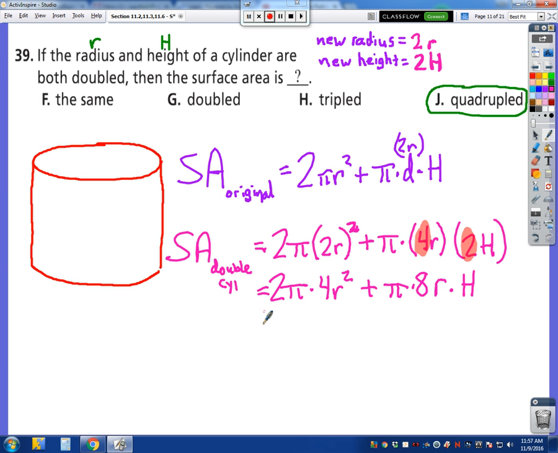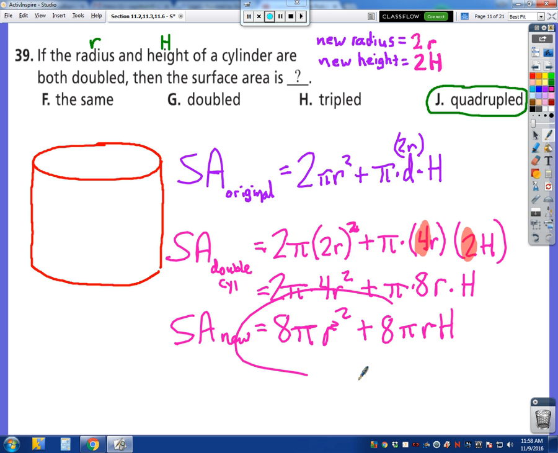All right, so one last thing here. I can take 2 times that 4 and get 8 pi times r squared, plus 8 pi r h in the end. Okay, this is my new cylinder.